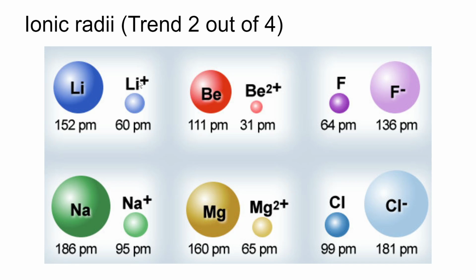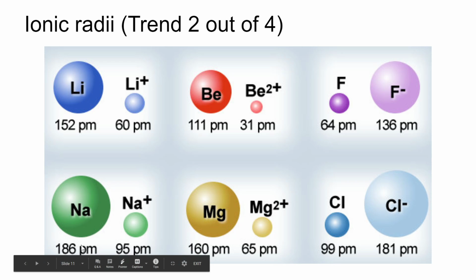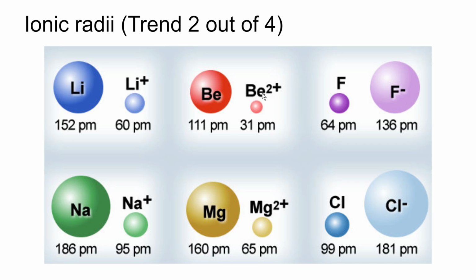As you can see, as we go to lithium plus, it loses an electron, and it gets smaller. Same thing for this one. Sodium loses an electron and gets smaller. Magnesium loses 2 electrons and gets smaller. Beryllium loses 2 electrons and gets smaller. How about fluorine? Fluorine gains an electron and gets bigger. And chlorine gains an electron and gets bigger.